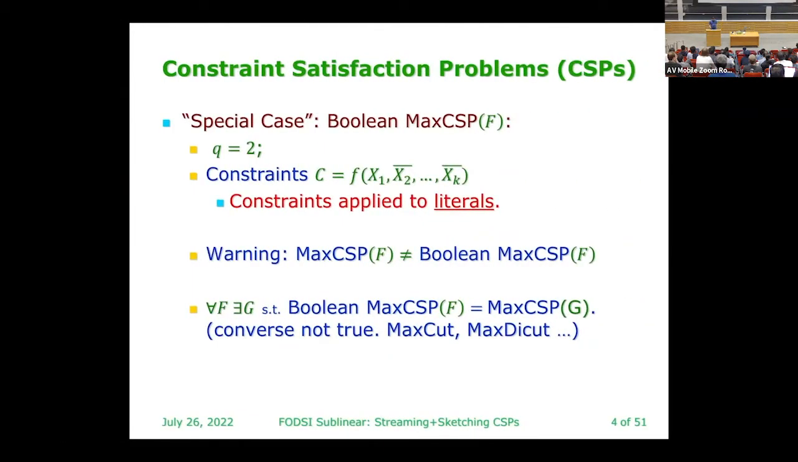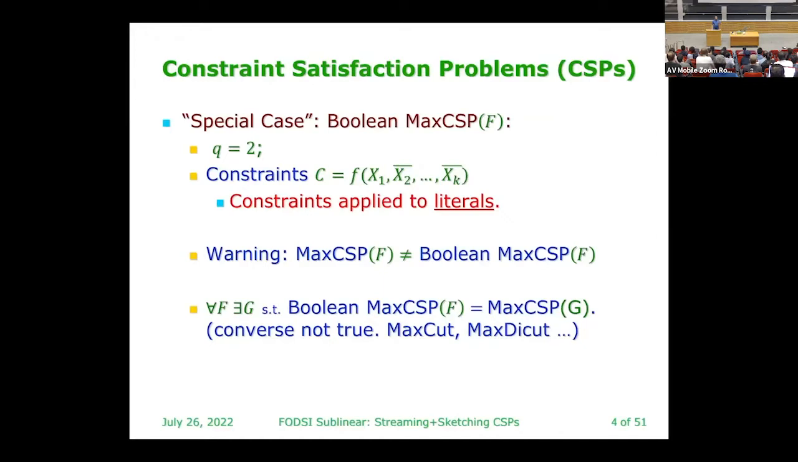Now, there are in the literature some results which talk about Boolean Max-CSPs. Now, when you think Boolean, naturally you will say, oh, probably the variables are going to be Boolean, 0s and 1s. That is true, but these results often also implicitly restrict the families that they consider in a different way.